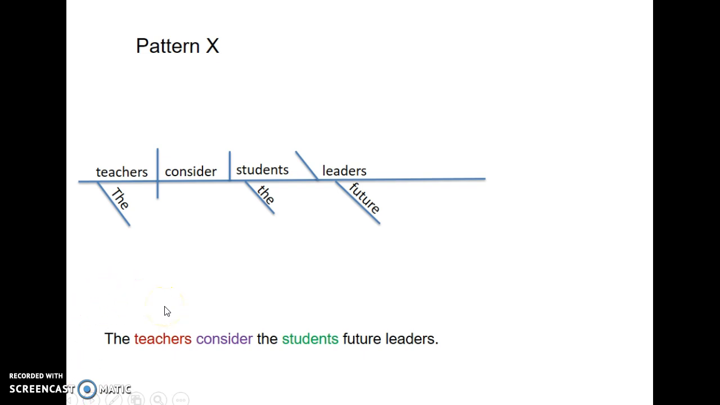And then finally, we have teachers as our subject. They consider is the verb. They consider what? They consider students is the direct object, receiving the direct action of the verb. And so that's a pattern 7 so far with subject, action verb, direct object. And then this one ends with a noun, leaders, that is qualifying students as the objective complement. So that makes it a pattern 10. Subject, transitive verb, direct object, noun. And then we put in our 2 articles with the nouns that they work with, and future is an adjective modifying leaders.